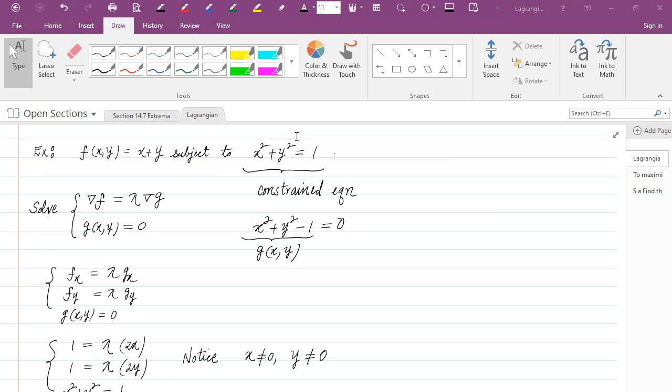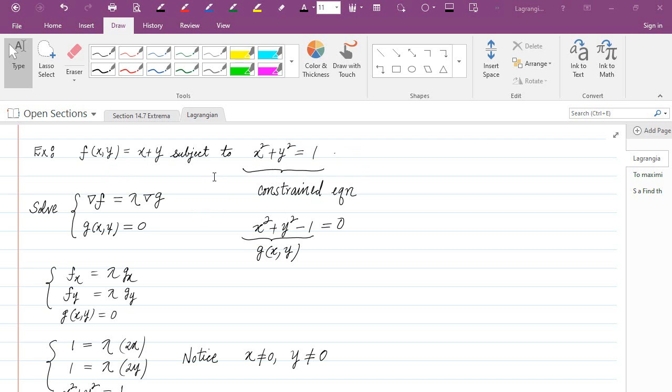So notice that the graph of this constraint equation is the unit circle, and the unit circle is a closed and bounded subset of the two space. So by the extreme value theorem, since f is continuous on the circle, f attains a maximum and a minimum on the unit circle.